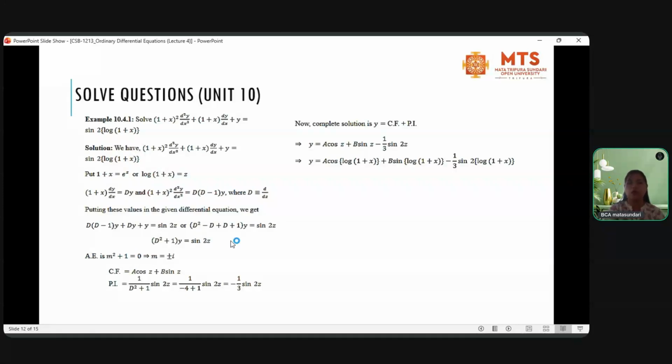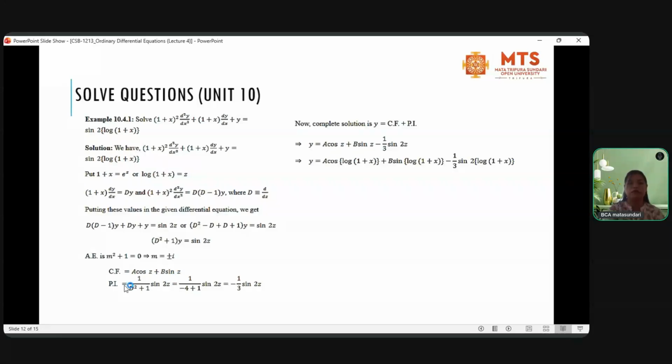Until and unless you solve it, you won't understand. So for explanation, I have taken one example here, solved questions to make you go through it. So m equal to plus minus i. CF is a cos z plus b sin z.